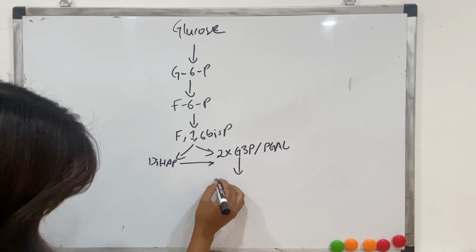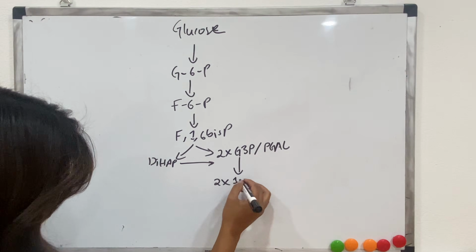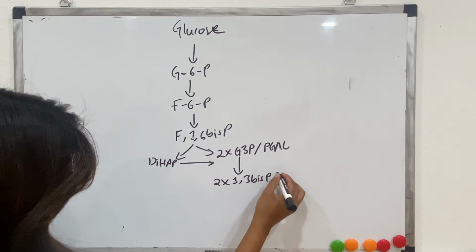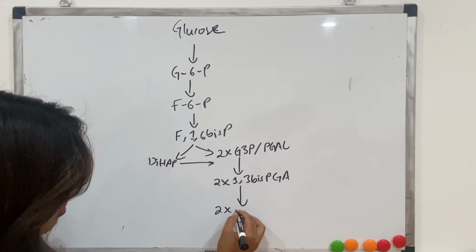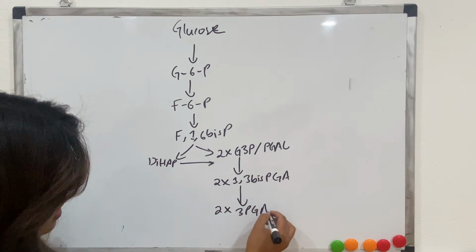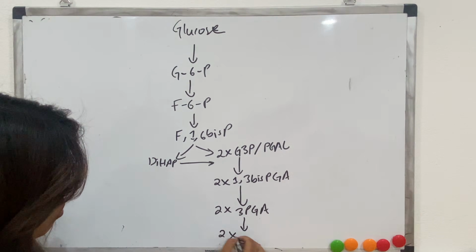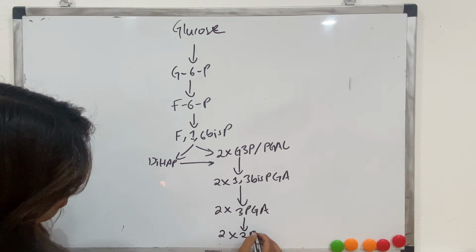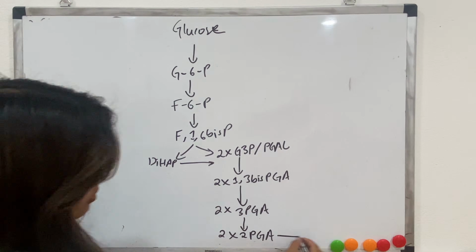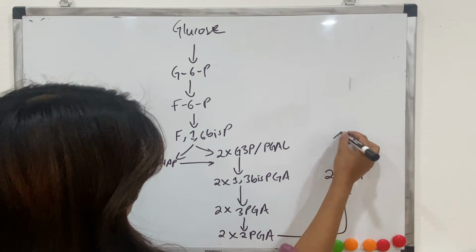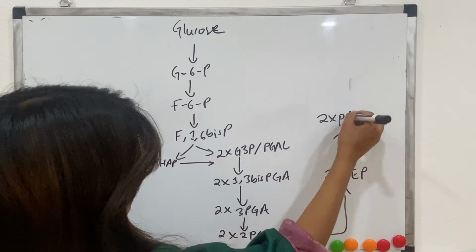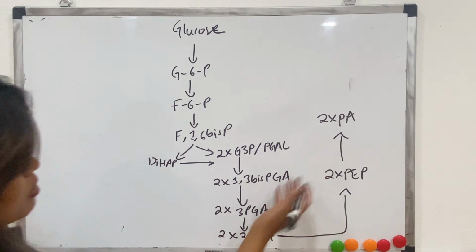Now 2 molecules of G3P get converted to 2 molecules of 1,3-bis PGA, which gets converted to 2 molecules of 3-PGA, which is 3-phosphoglycerate, and 2 molecules of 3-PGA get converted to 2 molecules of 2-phosphoglycerate, and 2 molecules of 2-phosphoglycerate get converted to 2 molecules of phosphoenolpyruvate, which ultimately generates 2 molecules of pyruvic acid.